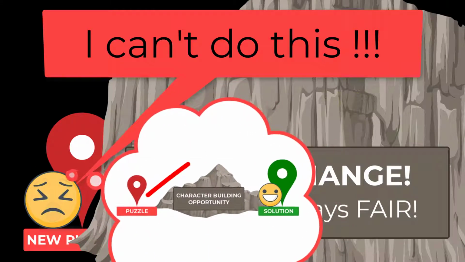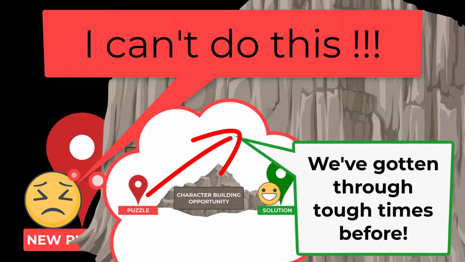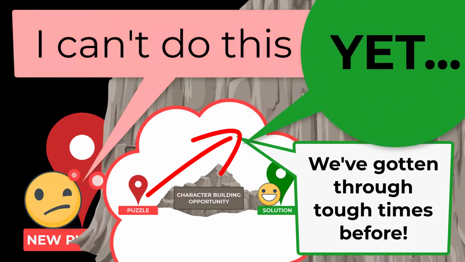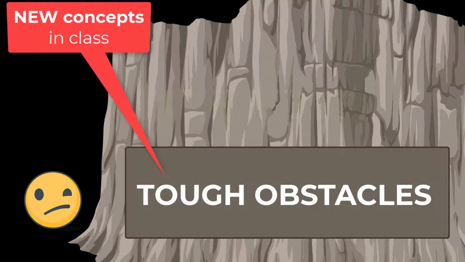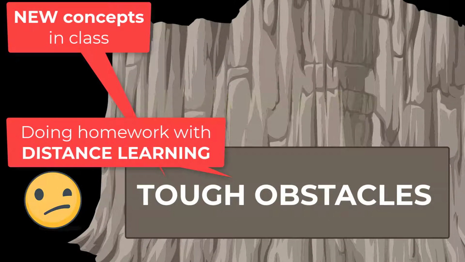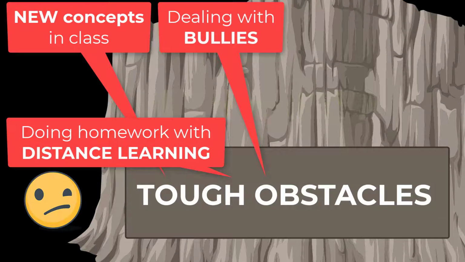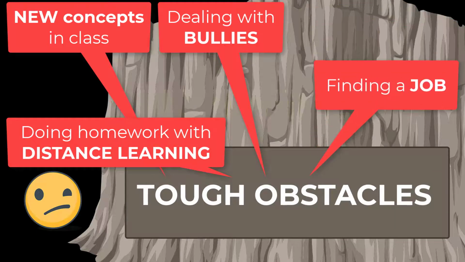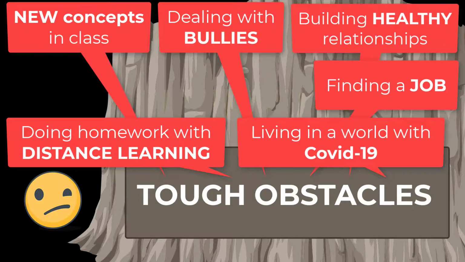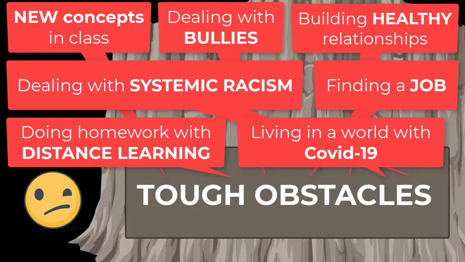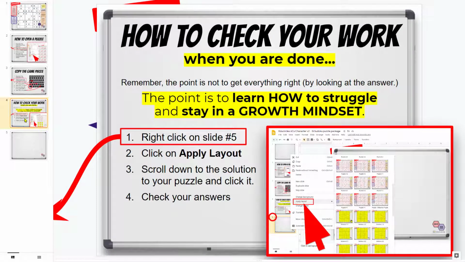And we know that if we learn how to struggle and practice struggling through things, we can get better at it. This is a transferable skill that will help us whether we're learning a new concept in class, trying to do homework through distance learning, dealing with bullies on the yard, trying to find a job when there aren't any, building healthy relationships, living in a world with COVID-19, dealing with systemic racism, or just playing Sudoku.